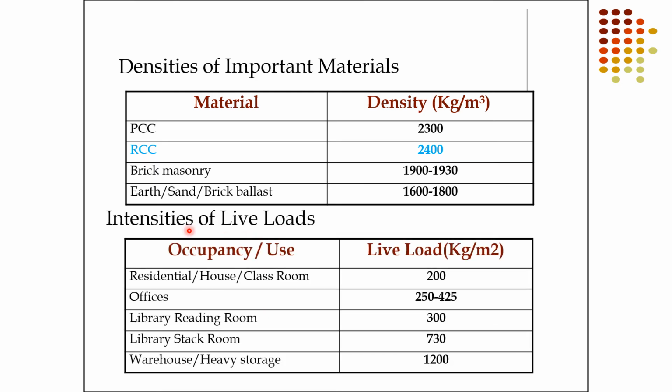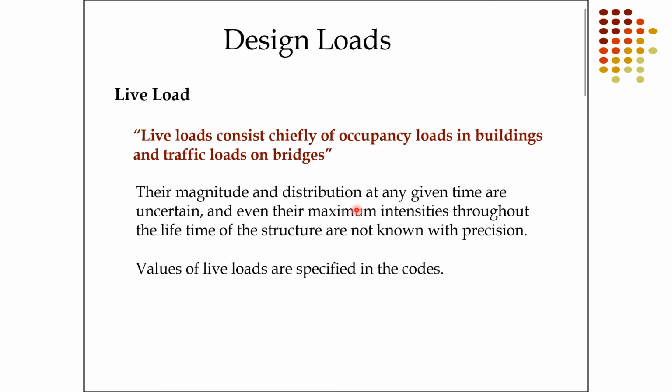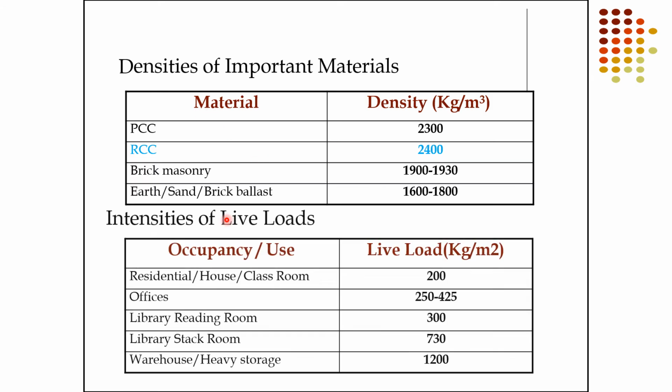Now the intensities of live load. Here I have discussed their magnitudes are uncertain, but codes have given us the values. For example, you are going to design a residential building, how much live load do you need? For commercial building, for hospital building, for all these types of buildings, how much magnitude of live load do you need? If you are going to design a residential house or classroom, then you can use the live load of 200 kg per meter square. Similarly, for offices, library reading room, library stack room, 730 kg per meter square. Warehouses and heavy storage, 1200 kg per meter square.